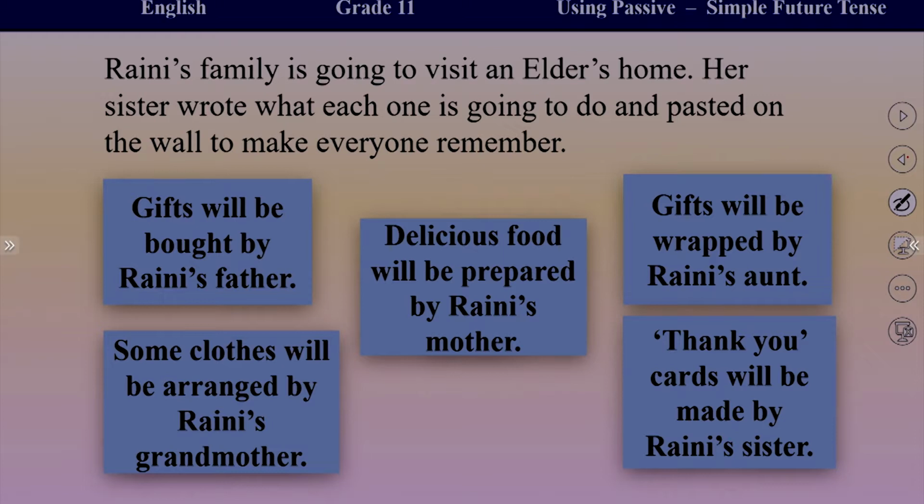Gifts will be bought by Raine's father. Delicious food will be prepared by Raine's mother. Gifts will be wrapped by Raine's aunt. Thank you cards will be made by Raine's sister. Some clothes will be arranged by Raine's grandmother.